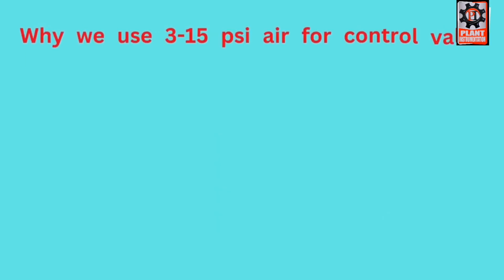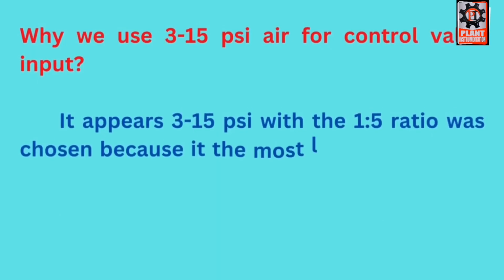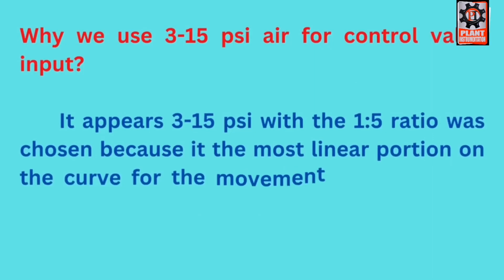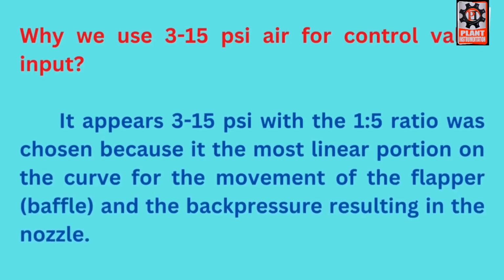Why do we use 3 to 15 psi air for control valve input? It appears 3 to 15 psi, with the 1:5 ratio, was chosen because it is the most linear portion on the curve for the movement of the flapper, baffle, and the back pressure resulting in the nozzle.